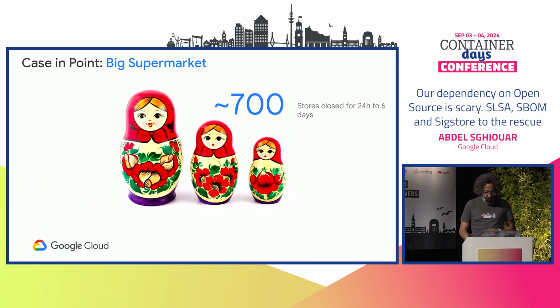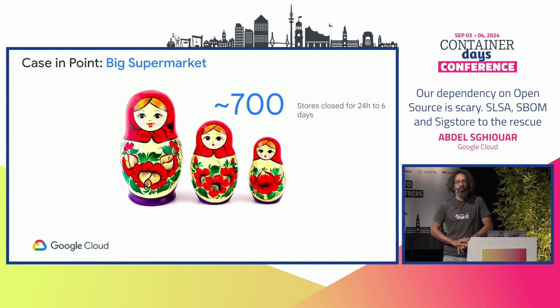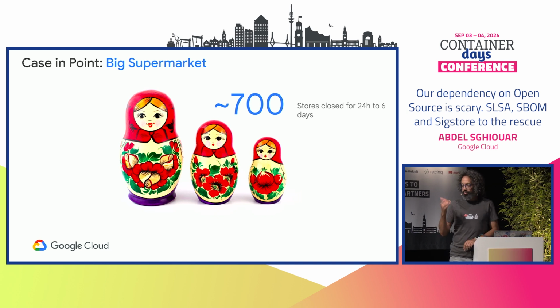Let me show you the example I wanted to show earlier. Kaseya. So in Sweden, we have a very big supermarket chain. I'm not going to mention the name. They have about 700 stores in the entire country. And this happened in 2022, I think, if I remember correctly, where they basically had to close almost 700 of their stores from 24 hours to 6 days.